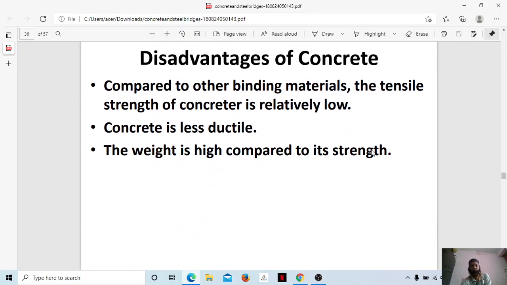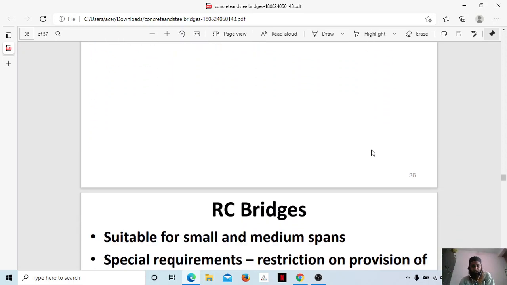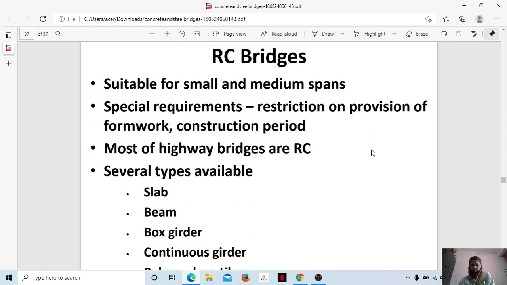Disadvantages of concrete compared to other binding materials: the tensile strength of concrete is relatively low. Concrete is weak in tension and good in compression. Concrete is also less ductile. The weight is high compared to its strength; the self weight is very high compared to steel structures. RC bridges are suitable for small and medium spans.